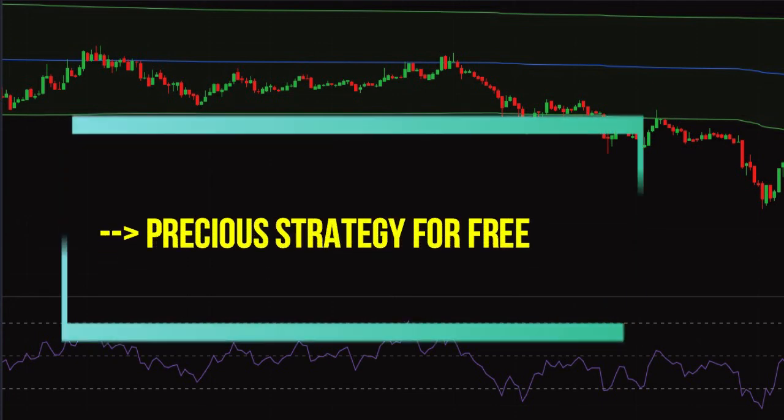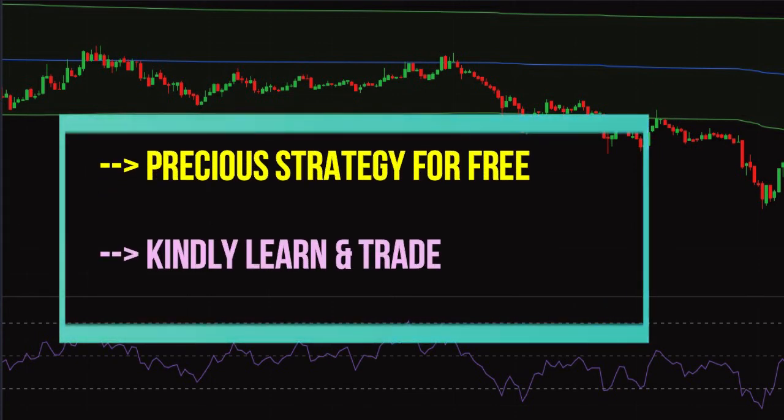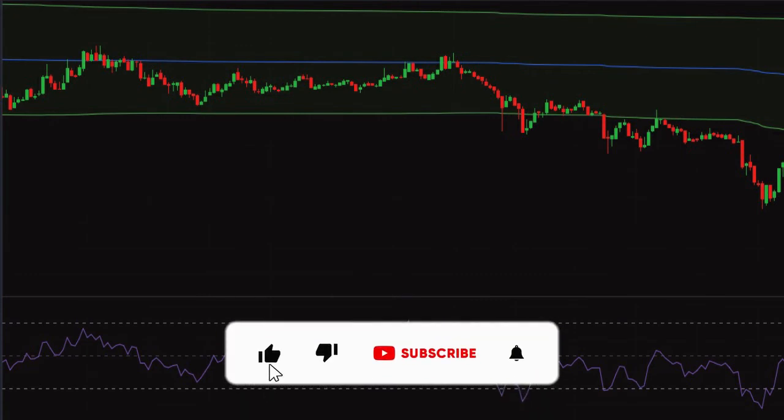Friends, kindly note these are very precious strategies which you can watch here for free. Kindly learn these and do paper trade first if you are a beginner, before putting your precious money in trading. I tried my level best to make you understand the VWAP strategy.